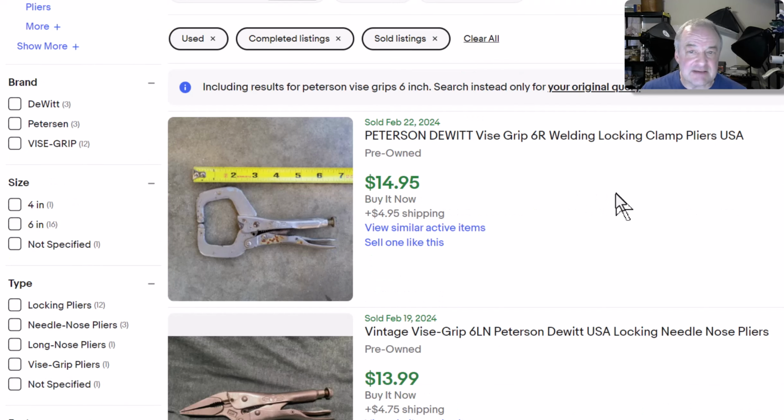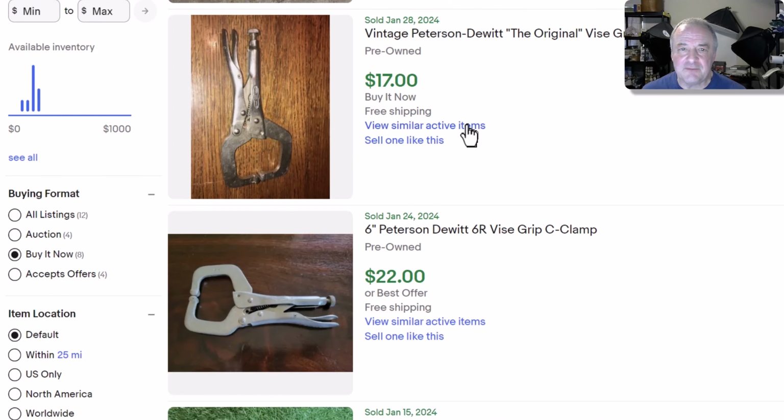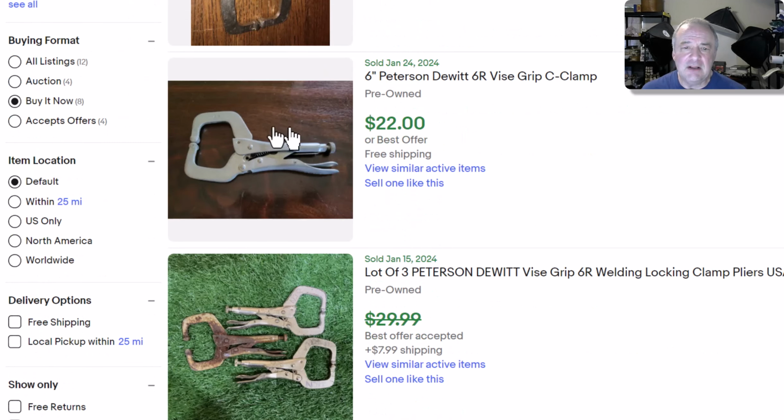Let me go ahead and just do 6R and look at recent solds, and I'm going to find one for $14.95, and it's got a little rust. 3 for $24.95, sold as a lot. 2 for $29.95. These are pretty good vice grips. These Peterson, they're made in DeWitt, Nebraska, back in the day, and everyone really likes these things. So they can bring some money. $22, that looks like a nice pair.